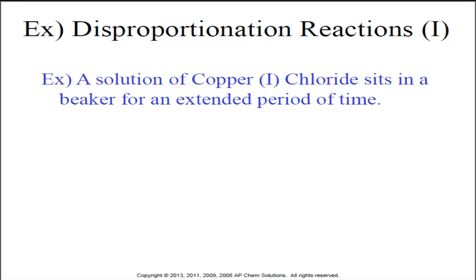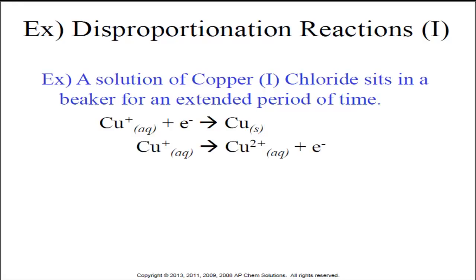So what's the reduction half reaction? The copper 1 is going to gain an electron to go to copper solid. So what's the oxidation half reaction? The copper is also going to lose an electron to go to the +2 oxidation state.